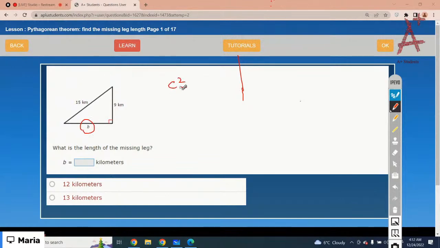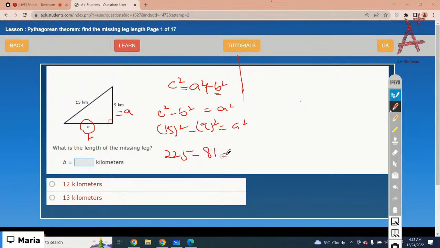Pythagorean theorem. Pythagorean theorem is c square equals a square plus b square. Let's suppose this is a and this is b. Got it? B is missing. You have to find the a. So move that b square to the other side because you have to find the value of a. So it will be c square minus b square. Got it? So just put up all the values. C is 15 square minus b is 9 square equals a square. 15 square is 225 minus 9 square is 81 equals a square. Got it? Just use the calculator, subtract the value.